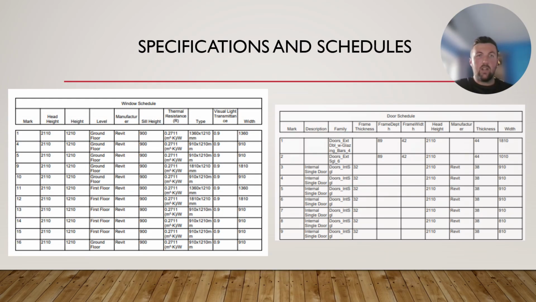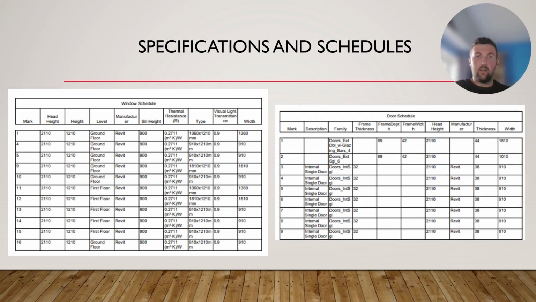Specifications and schedules for the client. So we can use Revit, the AI software, to pull schedules directly out of the program. You see here on the left, this is the window schedule. Easy enough to do. Obviously, Revit just uses generic windows and doors.